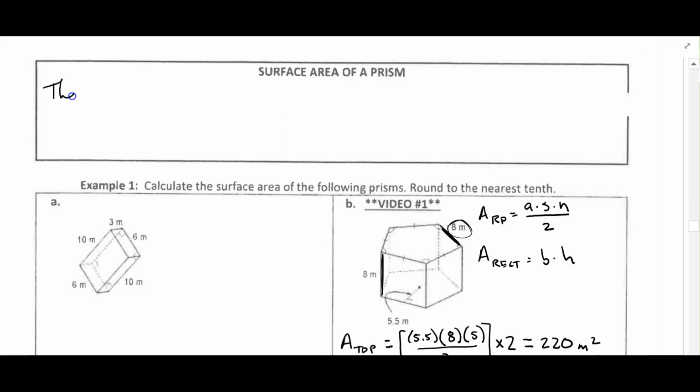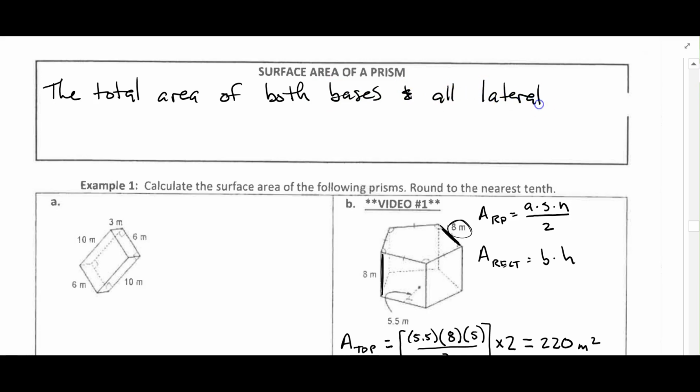So this is the total area of both bases and all lateral faces. So as you saw when we did example B, we had 7 surfaces that we had to calculate because we had the top and the bottom, and then we had the 5 lateral faces.